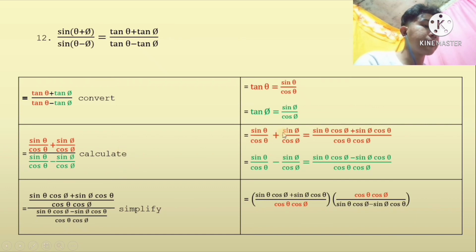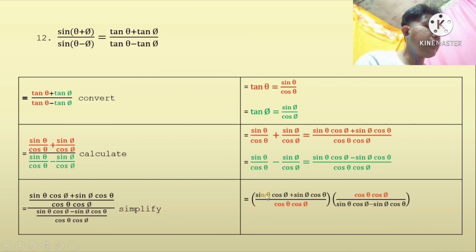So calculate the numerator: sine theta over cosine theta plus sine phi over cosine phi is equal to sine theta times cosine phi plus sine phi times cosine theta over cosine theta times cosine phi. Then calculate the denominator. So sine theta over cosine theta minus sine phi over cosine phi will become sine theta times cosine phi minus sine phi times cosine theta over cosine theta times cosine phi. Our equation will be like this. So simplify.